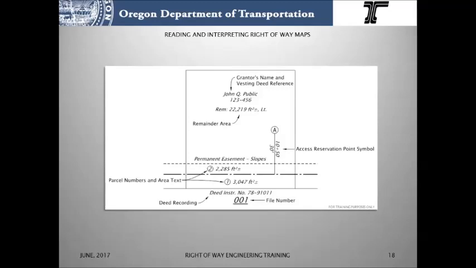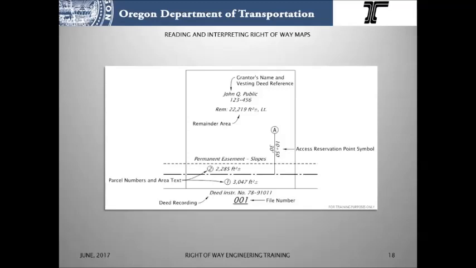So after the property has been acquired and recorded in the county, we will come back and draft in the acquisition deed number. It can be an instrument number, book and page, microfilm, whatever the various county uses. We call that deed recording.